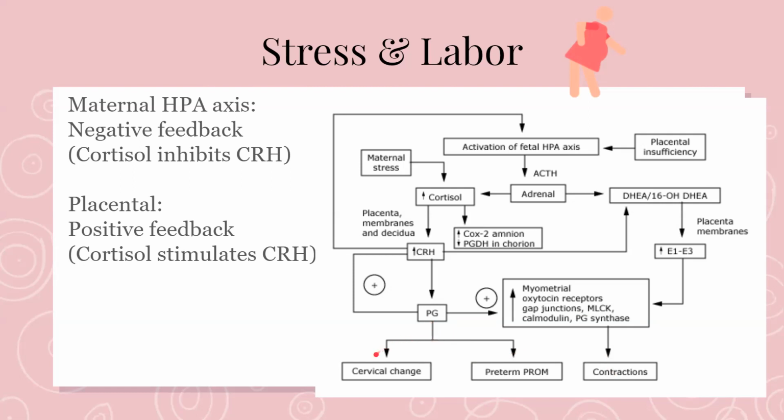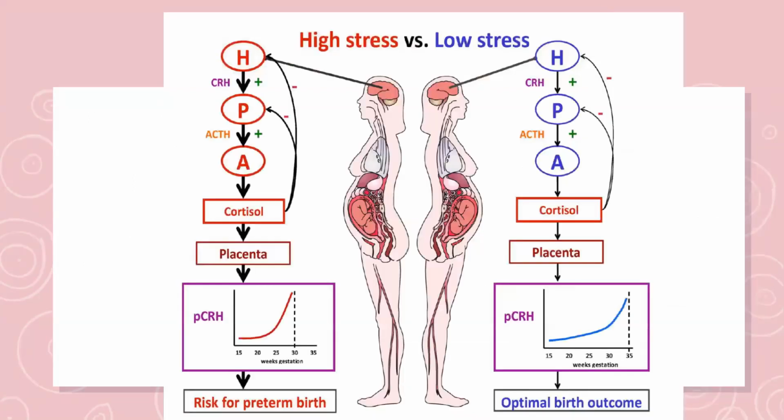Prostaglandin also induces cervical change and stimulates an inflammatory process to cause the rupture of membranes. So you can see that if there is a lot of stress and a lot of cortisol, then you're going to have a stronger feedback system that is going to more quickly increase the CRH, and you're going to be at risk for preterm birth.